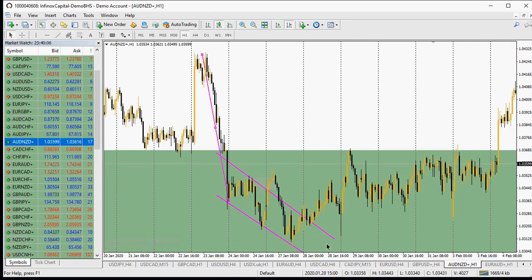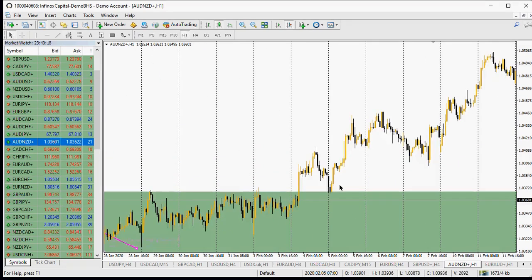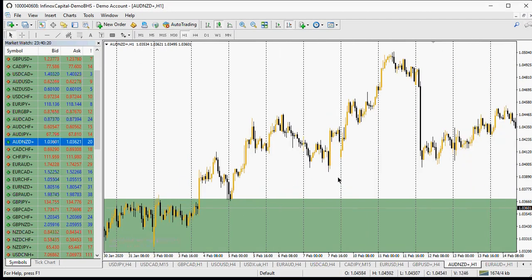Okay, this drop, and then it formed a channel to the downside, and then what happened? It broke out, and it started going up. So this is a bearish descending wedge. For the rising part, this is an example also on 1 hour.